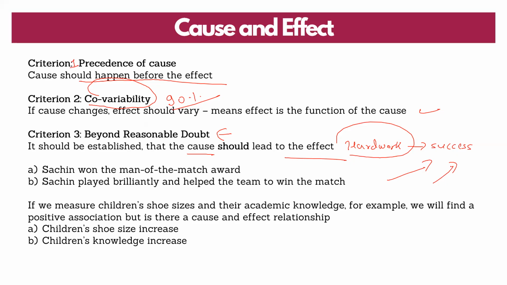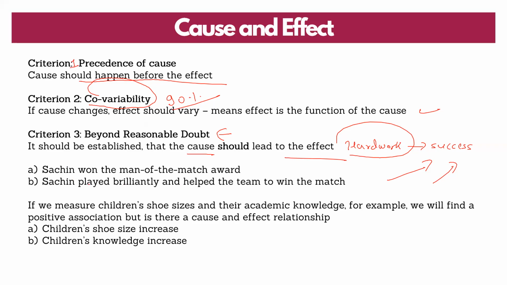So there are three things. Precedence of the cause. Most important is covariability, means if I change the cause, the effect should vary. And third is I should be sure that this cause actually leads to the effect. Let us apply these three things to the two examples here.